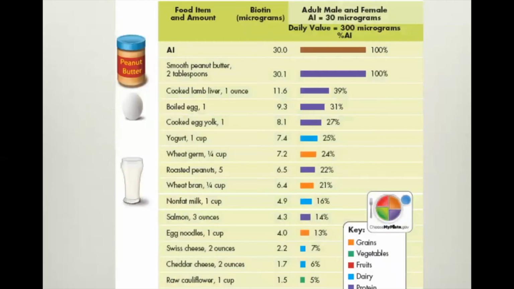Sources of biotin. Here you have a lot of protein foods, some dairy, some grains, and a little bit in cauliflower. These pictures, I will say, these sources from your book, these are not all extensive. That doesn't mean that these foods listed are the only foods where we can get these vitamins. There are others. This is just trying to give you an overview.